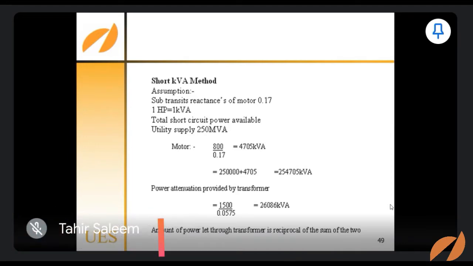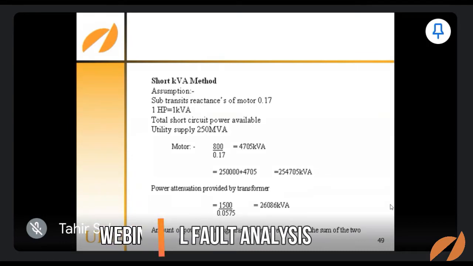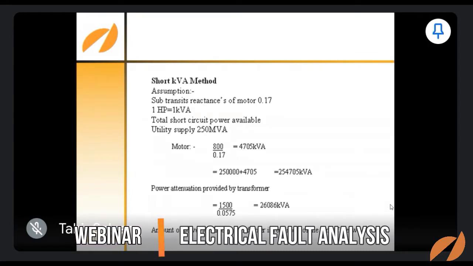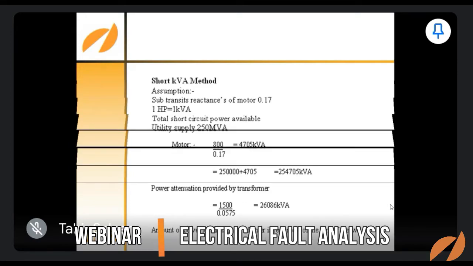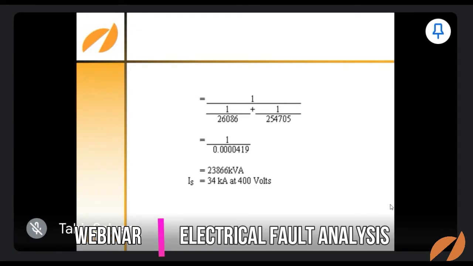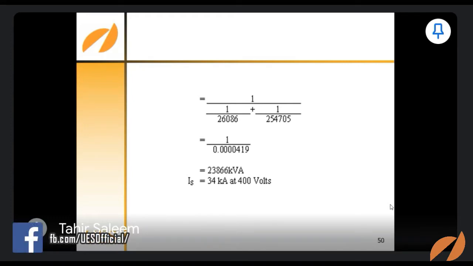Power attenuation is provided by the transformer let-through current. We call it the transformer let-through current. This is the maximum fault current which can pass through the transformer, and it depends on the voltage impedance of the transformer. So this is 26086. In this method, that one also is the reciprocal of the sum of the two. Now you can take it as the short circuit current with a simple calculation, 34K, and you will select your components accordingly. The nearest to 34K are above 34K, not less than 34K.